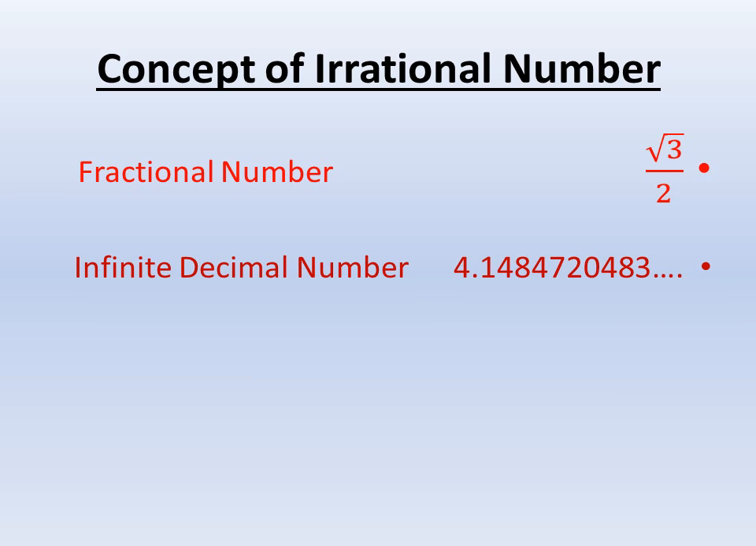And the second kind of irrational number is the infinite decimal number. This example, it's 4.1484720483. The digits after the point are infinite. So this number is called an infinite decimal number, which means it is an irrational number.